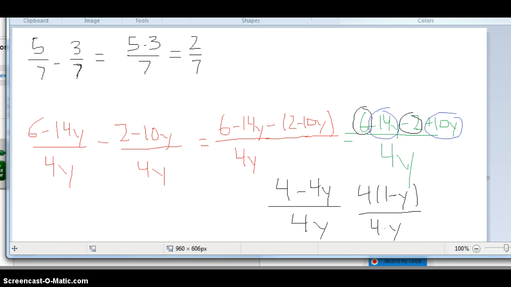So these two 4 factors are going to cancel out on top and bottom. And then your final answer, which I'm going to write over here in green, would just be the 1 minus y is all that's on top, and just the y on bottom.